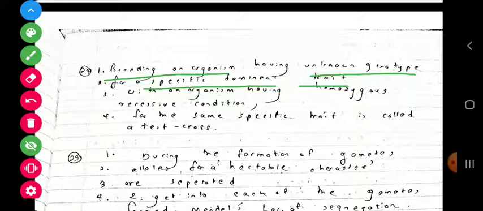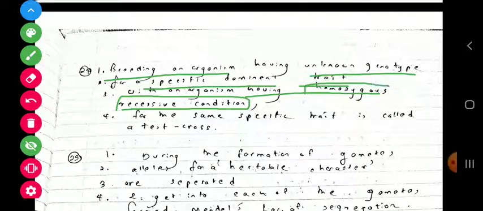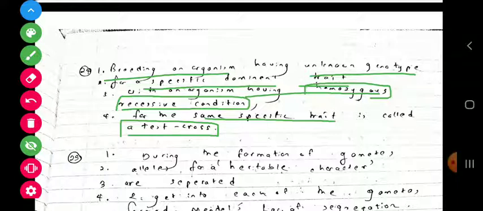Breeding an organism having unknown genotype for a specific dominant trait with whom? With an organism having homozygous recessive condition for the same specific trait is called a test cross. For the same specific trait, you take the organism with the recessive condition and cross it with the organism showing dominant characters, but you are not sure about its genotype.